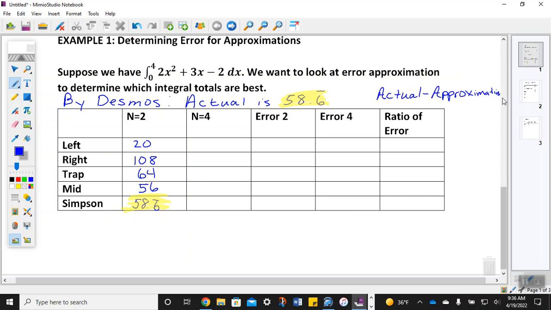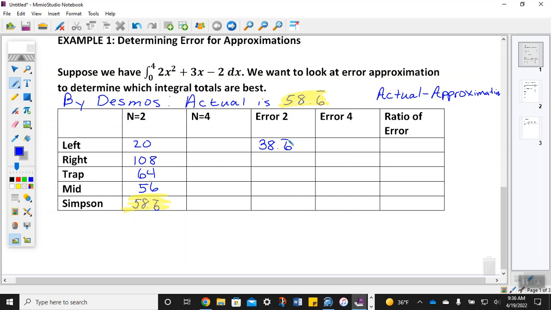All right, guys, what is the actual value? 58.6 repeating. What's my left-hand sum approximation? 20. So how far off are we? Wouldn't that be 38.6? Oh, yes. The left-hand sum has an error of 38.6.